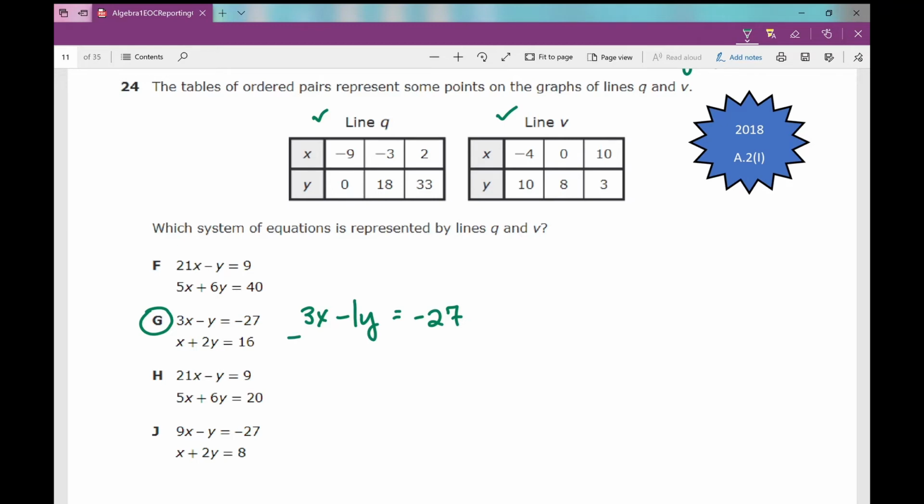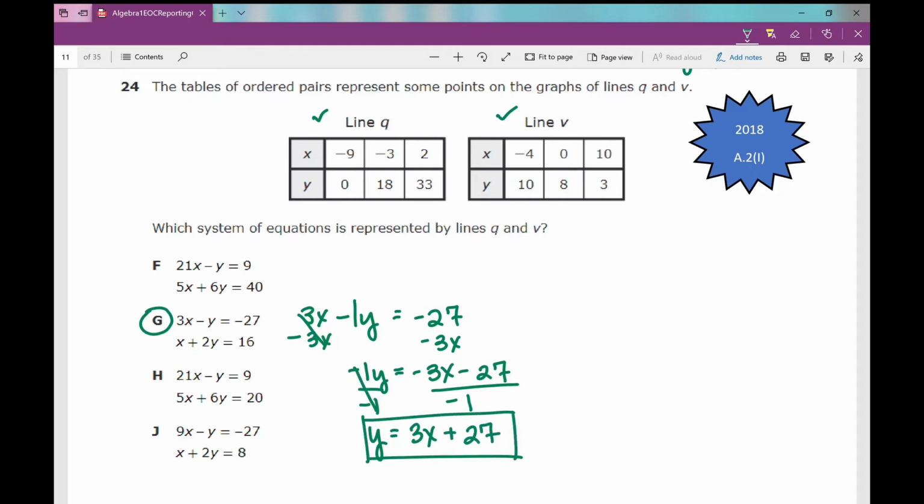So if we solve for y, I'm going to subtract 3x from both sides. Negative y equals negative 3x minus 27. And now what do I need to do? I don't want what negative y equals, I want what y equals. So everything needs to be divided by negative 1. And when that happens, everything becomes opposite of what it was, because negative 3 divided by negative 1 is positive 3. Negative 27 divided by negative 1 is positive 27. There's one equation.